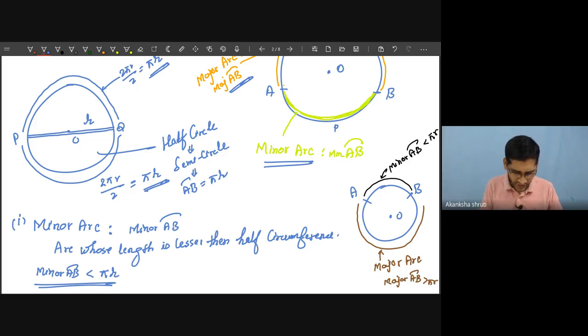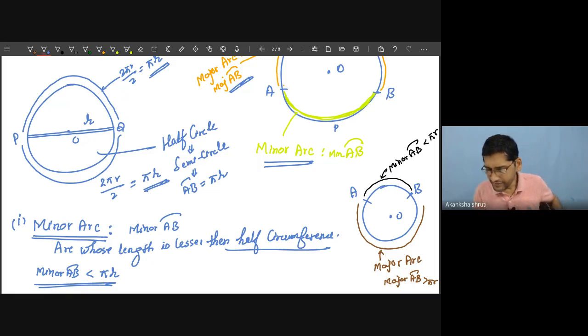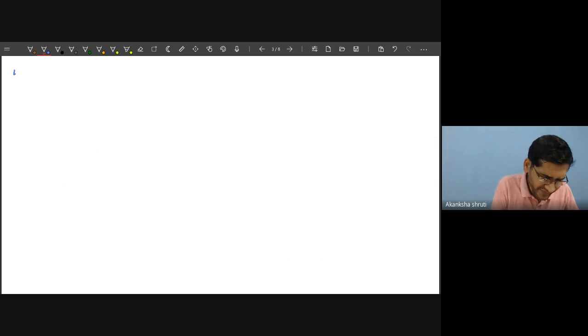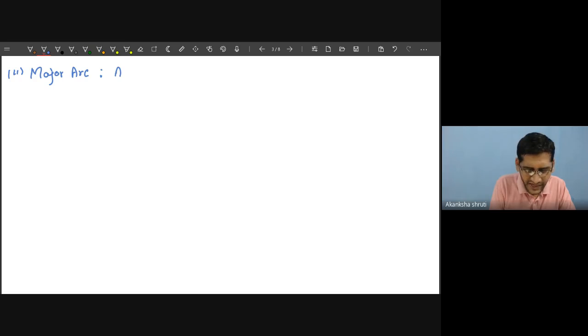So this way we have understood that a minor arc simply means an arc whose length is less than half of the circumference. This you have to keep in mind. Here we are observing that if we join A to B through a chord, the center lies on the other side, meaning the center lies in the major arc. That we also have to write. So write for the second one: major arc. Here in this figure, we have the major AB.